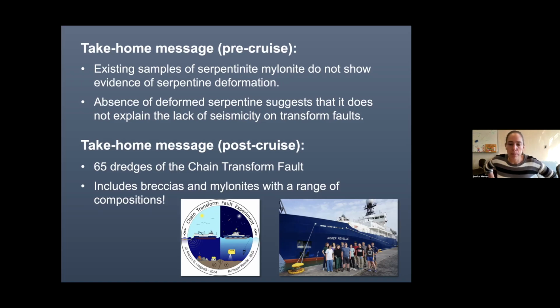We do know that we have much better sampling of the fault zone because of adjustments to how we were doing the dredges, as well as really targeting that very fine area in the middle of the transform valley with the dredging. So I think I'm a couple minutes over, and I will leave it at that, and I'm happy to take questions.